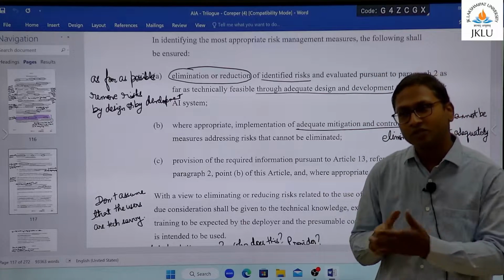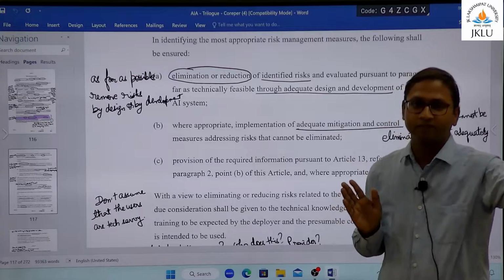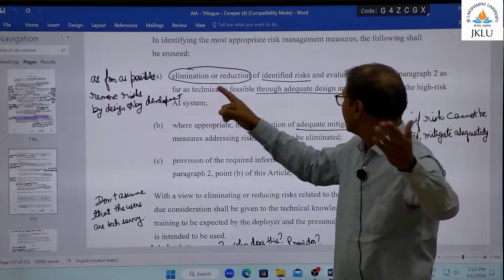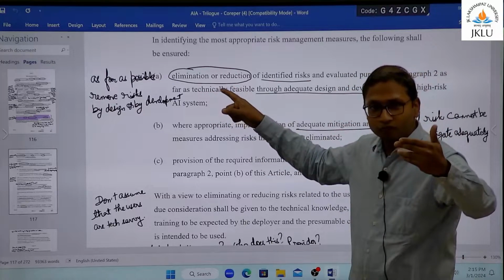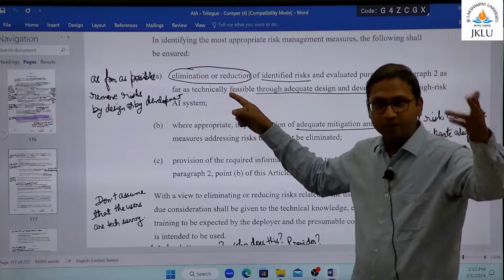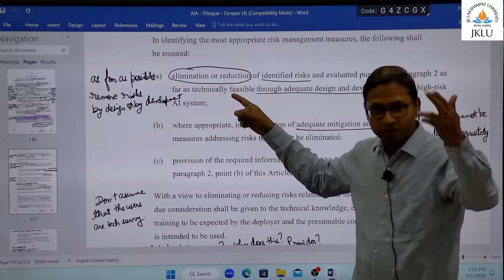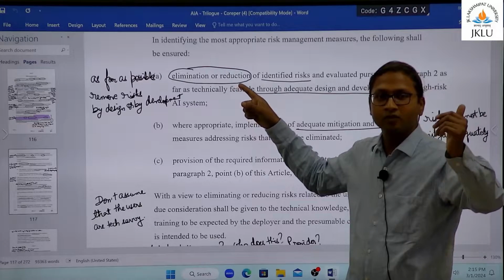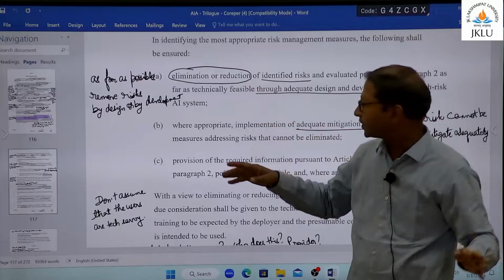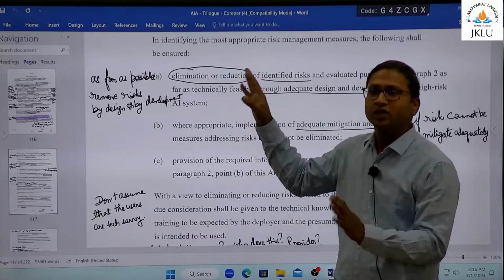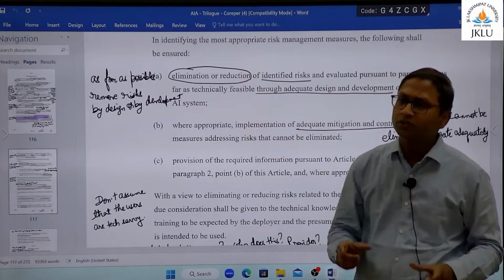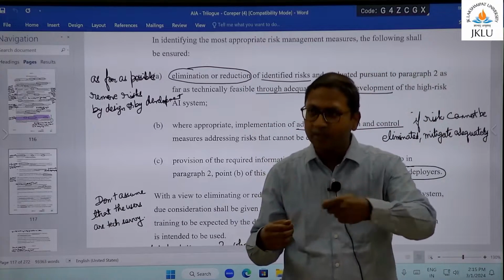So, this will vary from even company to company, right? OpenAI might be, so technical feasibility for OpenAI may mean something, for Microsoft may mean something else, for some other low tier companies may mean something else, right? So, this is going to create a huge mess on a case by case basis.